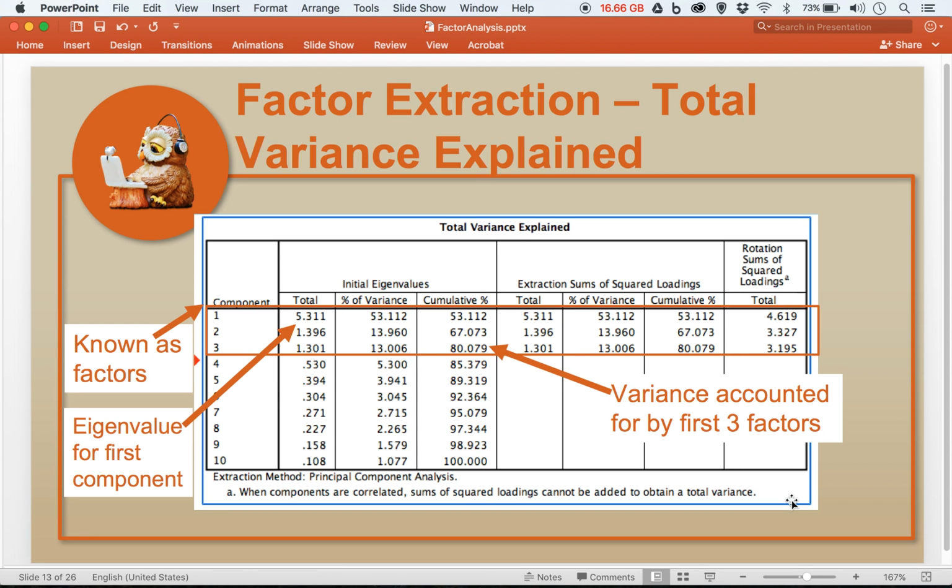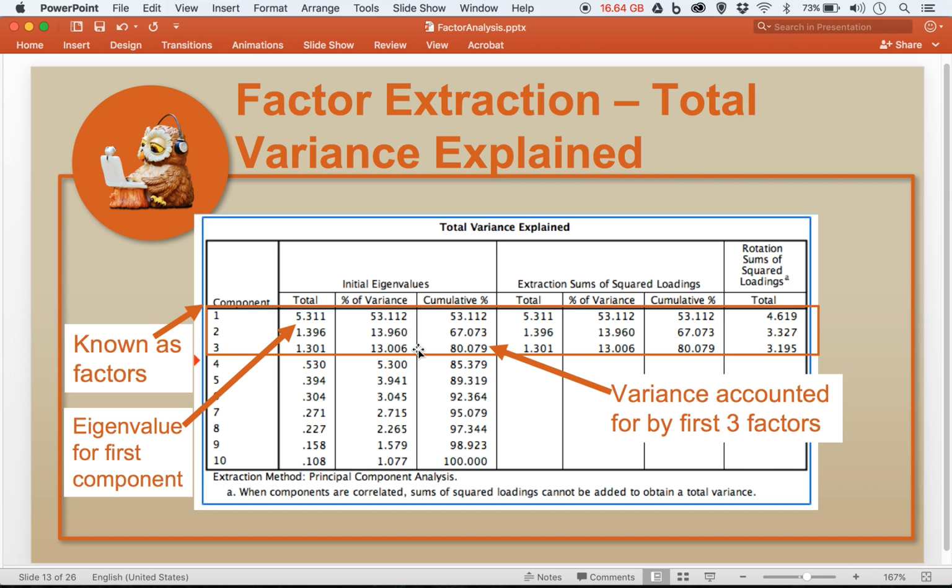And before the extraction, we see that we had 10 factors identified in the data set, and the eigenvalues associated with each factor represented the variance that it could explain. So the first factor could explain 53% of the variance, the second factor 13.96%, the third factor 13.01%.